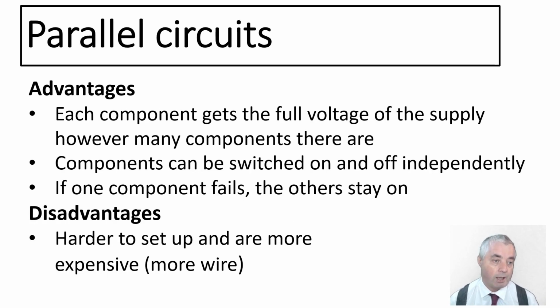Whereas with parallel circuits, we've got lots of advantages. Each component gets the full voltage of the supply. So however many components there are, you can add them and they're going to work properly. You can add lots of bulbs and they're not going to get dimmer. And you can switch the components on and off independently if you want to. And if one of them fails, it stops working, but the others continue to work. And the only disadvantage really of parallel circuits is they're a little bit harder to set up, and because they use more wire, they're more expensive.